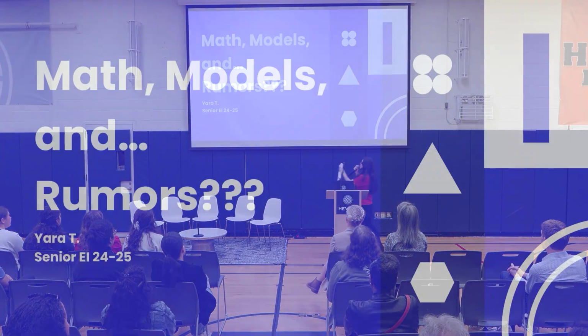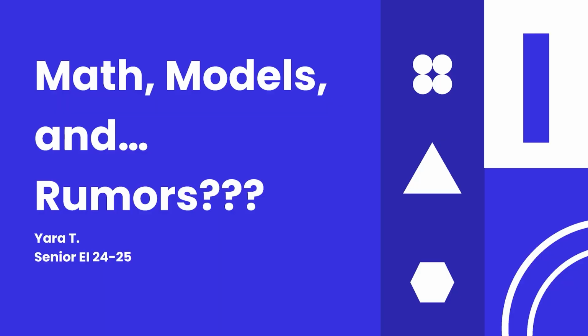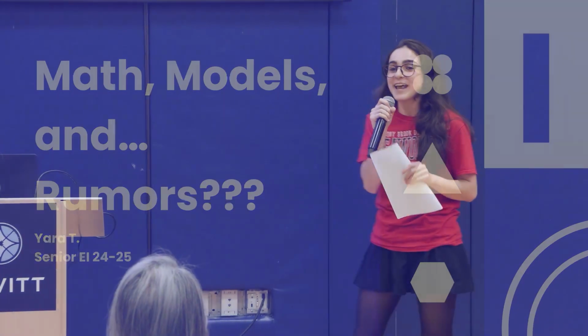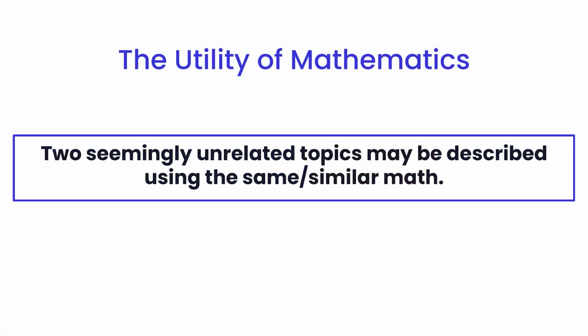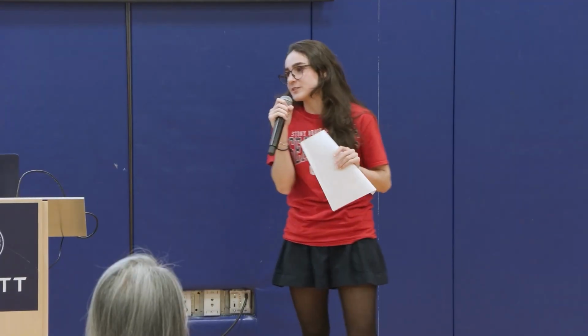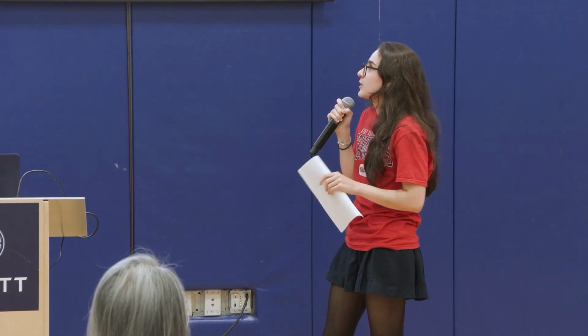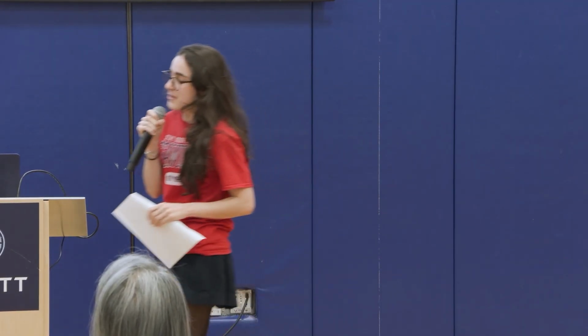And this brings me to my 12th grade EI project, which is also about mathematical modeling and epidemiological models, but in a slightly different context. The focus of my 12th grade EI surrounded the utility of mathematics, which is this ability that math has to describe two seemingly different things in reality using the same or very similar math.